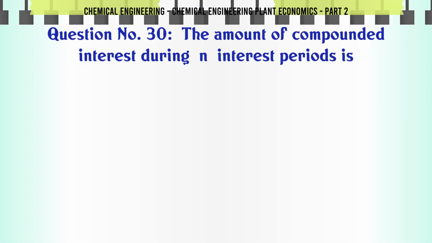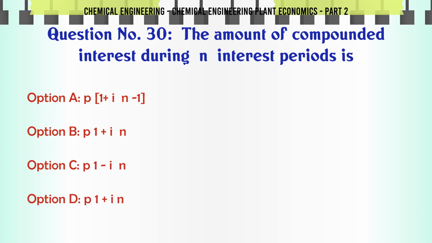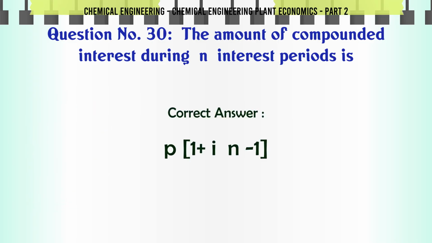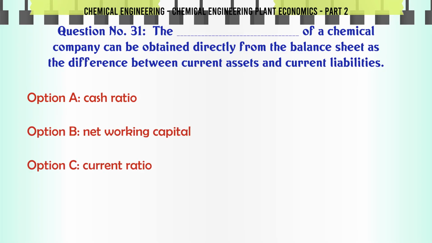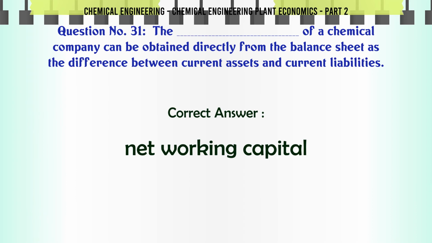The amount of compounded interest during n interest periods is A. P(1+i)^n - 1. The correct answer is P(1+i)^n - 1. The of a chemical company can be obtained directly from the balance sheet as the difference between current assets and current liabilities. A. Cash ratio. B. Net working capital. C. Current ratio. D. Liquid assets. The correct answer is net working capital.